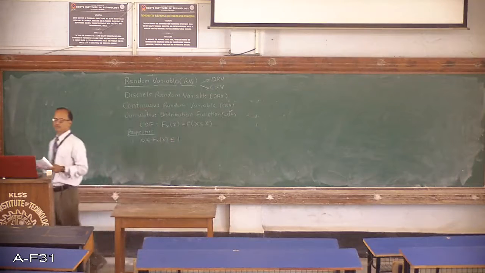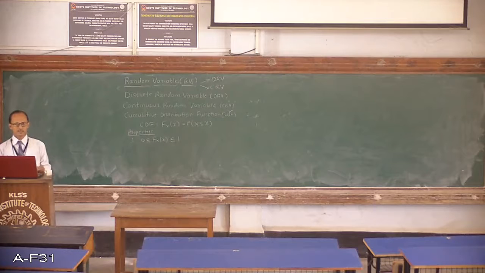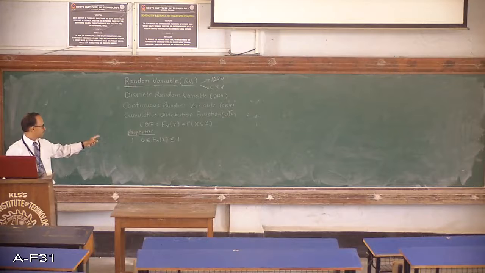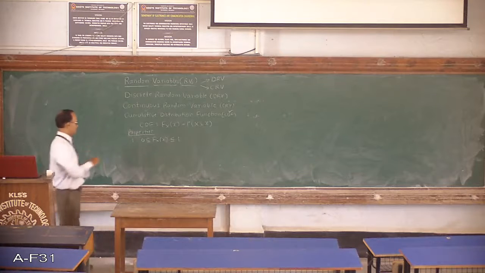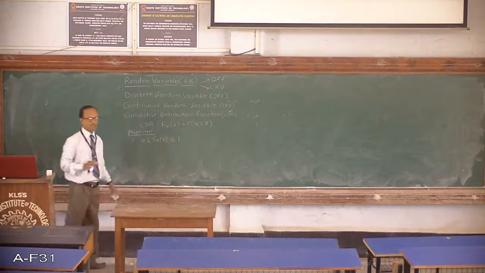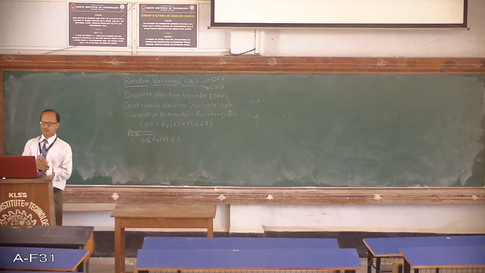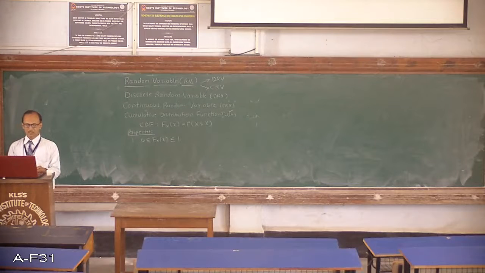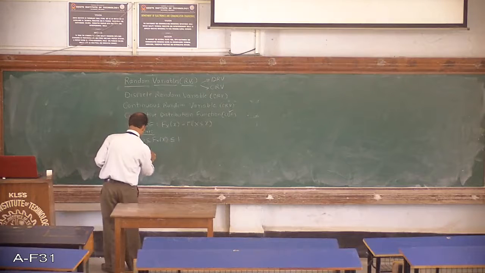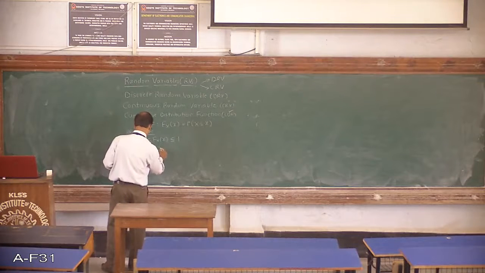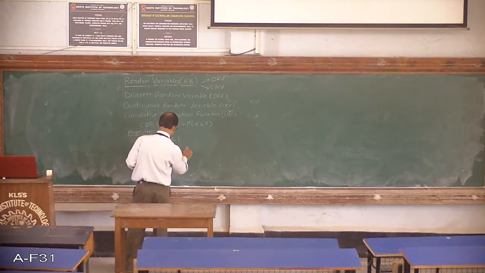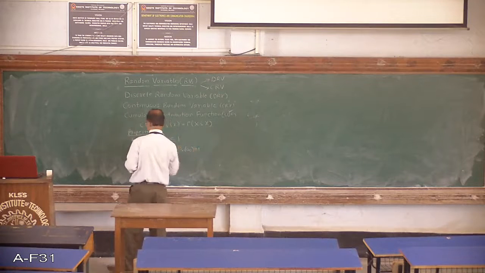The first property of the CDF is that the CDF is bound between 0 and 1. That means this F_X(x) is always greater than or equal to 0, but less than or equal to 1. It is bound between the values 0 and 1. Second property is F_X of minus infinity is equal to 0, and F_X of plus infinity is equal to 1.